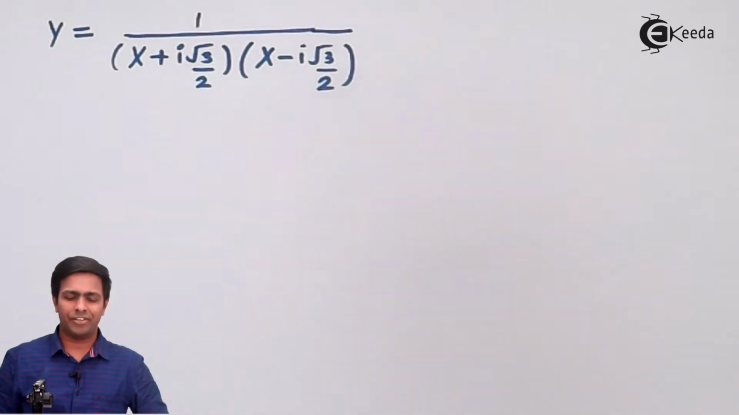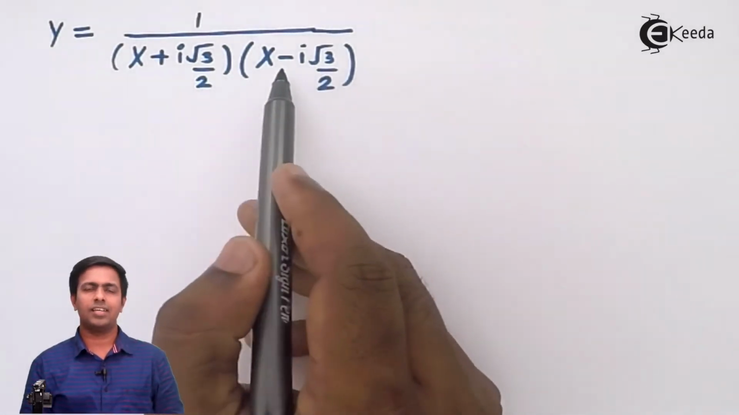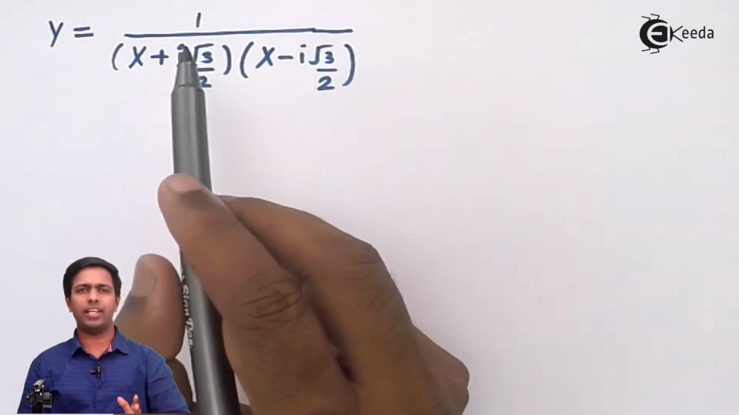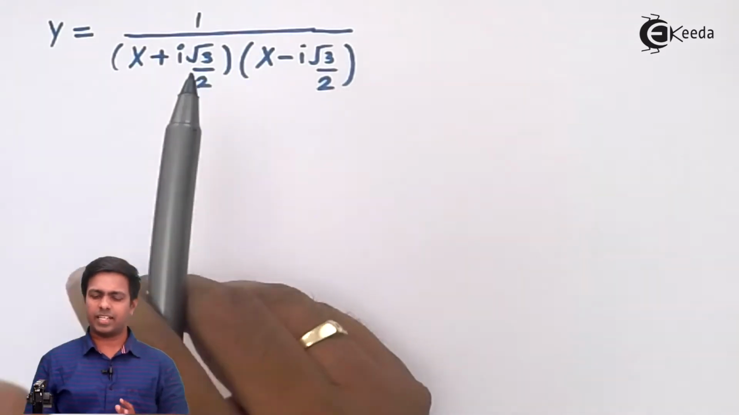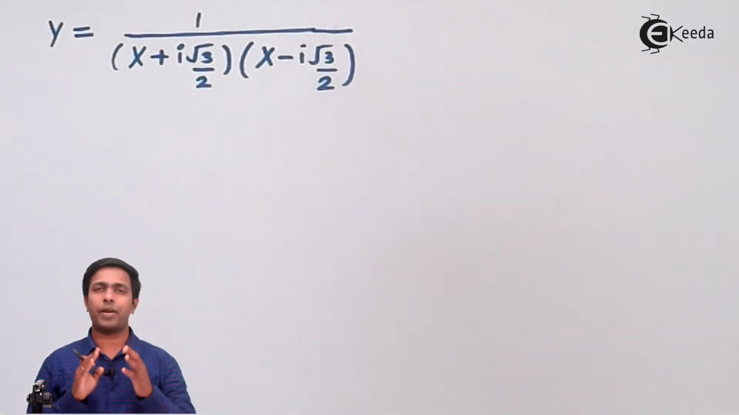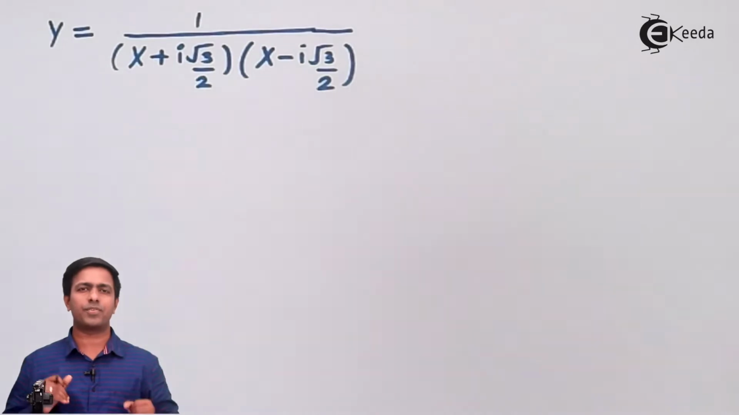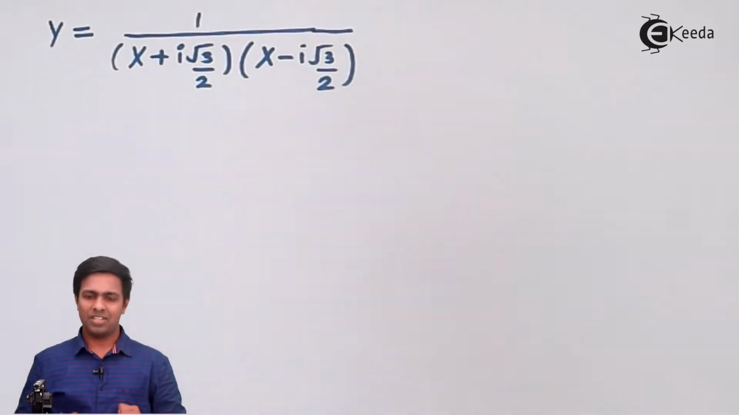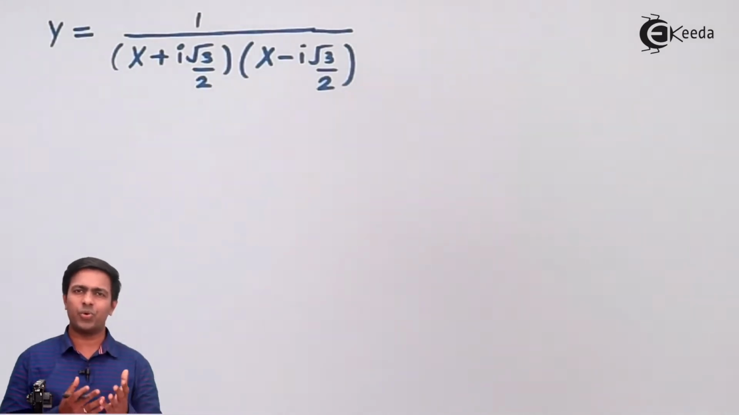The reason is, here there are two linear factors. So it means we want only one linear factor in one term. So guys, it means we have to separate these linear factors in two terms. And for that, I need to perform the partial fraction.